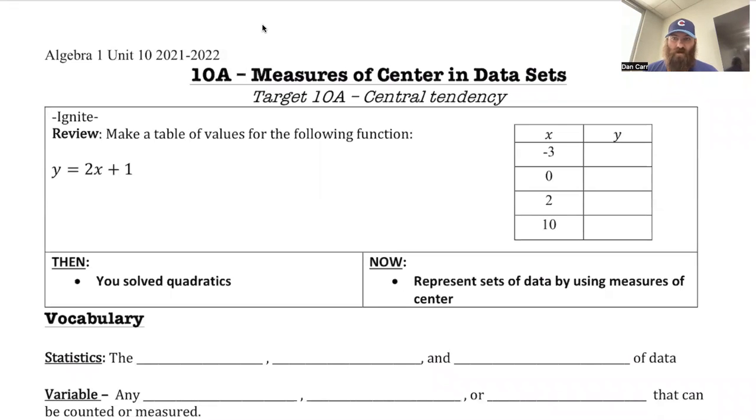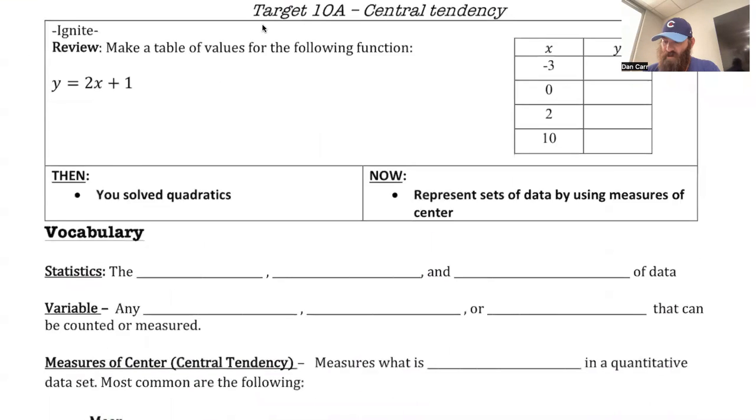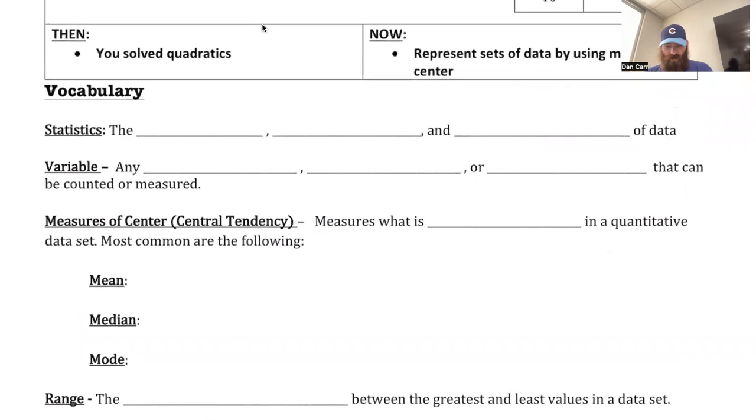All right, we are going to be starting looking at Unit 10. Today we'll be covering 10A. It's called the Measures of Center in Data Sets. So this is our introduction to statistics. So let's start with defining some words.